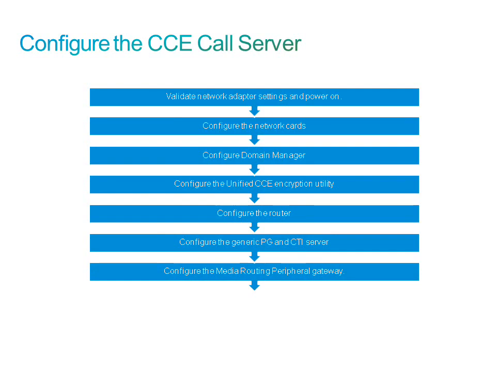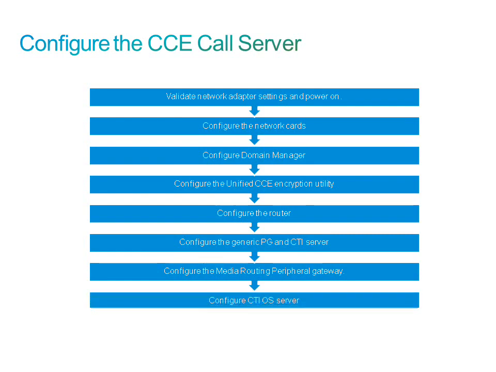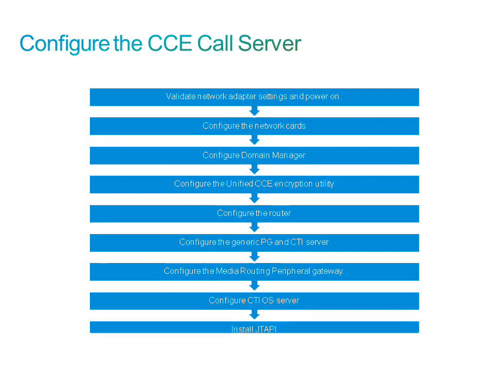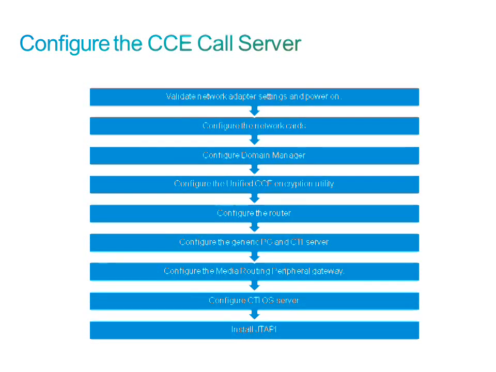Next, access the Peripheral Gateway Setup and add one more PG of Client Type Media Routing. Also add a multi-channel and outbound PIM. Now configure the CTI OS server and install JTAPI.